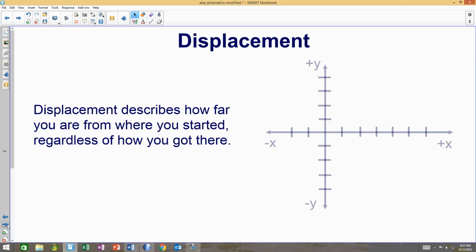Displacement describes how far you are from where you started, regardless of how you got there. So we're really talking about starting from one position and moving to another, and then finding the difference between those two.